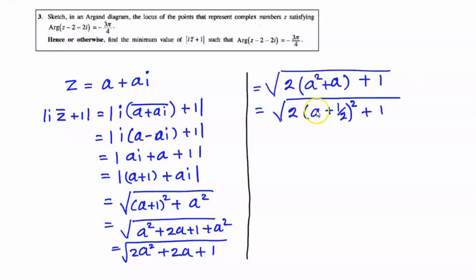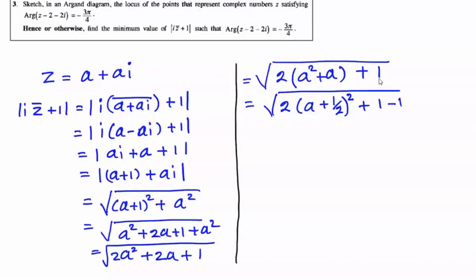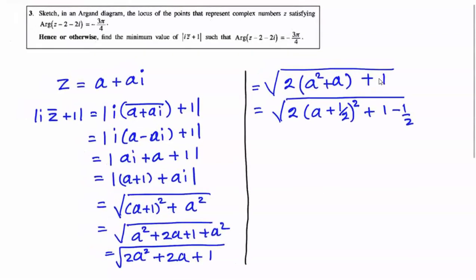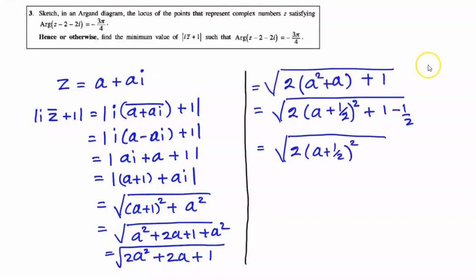Now we know a squared gives us that one, then 2 times the multiplication of these two gives us a, but the square of this is an additional term that comes out of this square. So 1/2 squared is 1/4, and then multiplied by 2 is a 1/2, but that 1/2 is additional, therefore you can subtract that 1/2 from the rest of it, giving us this as our result. Now simplifying inside the square root, you end up with 2 times a plus 1/2 squared plus 1/2.